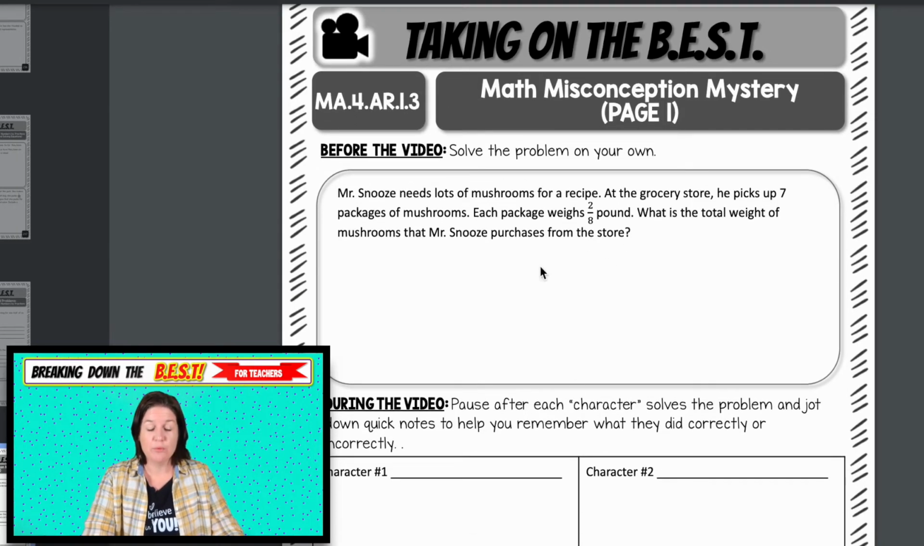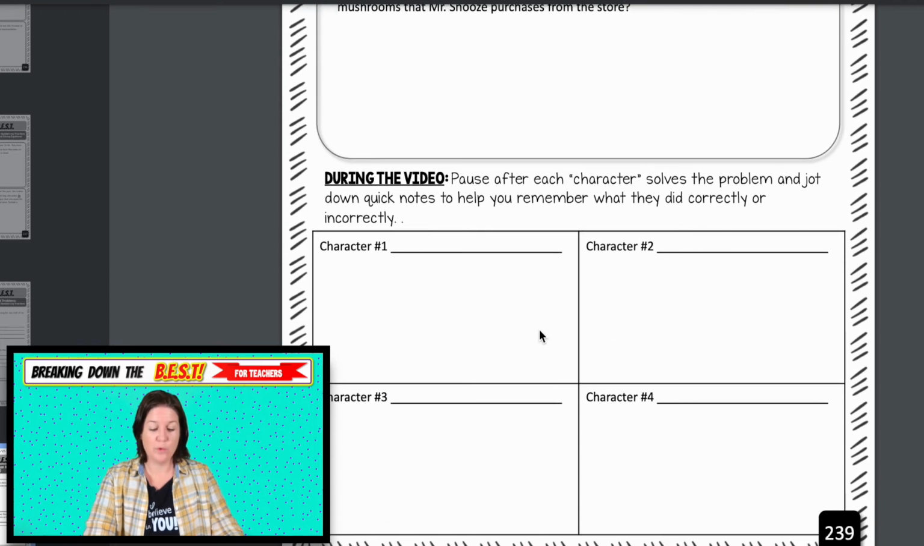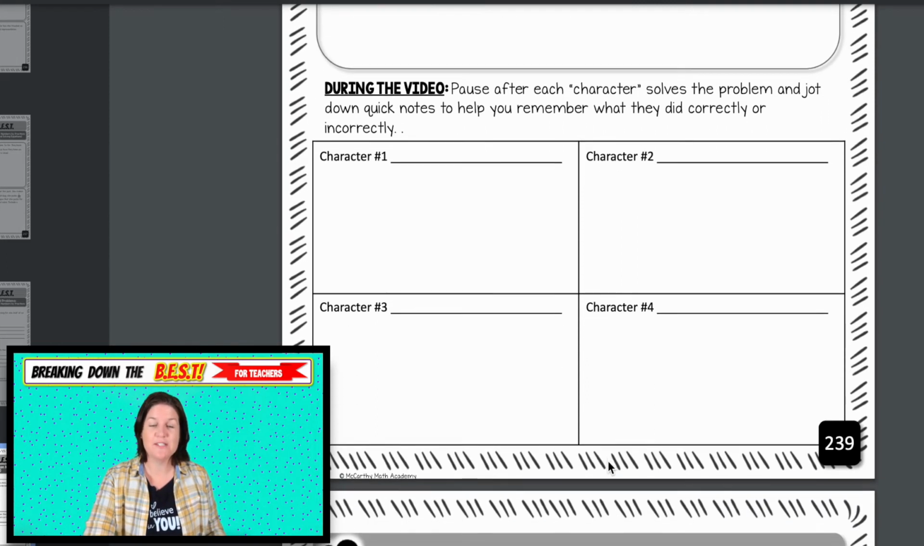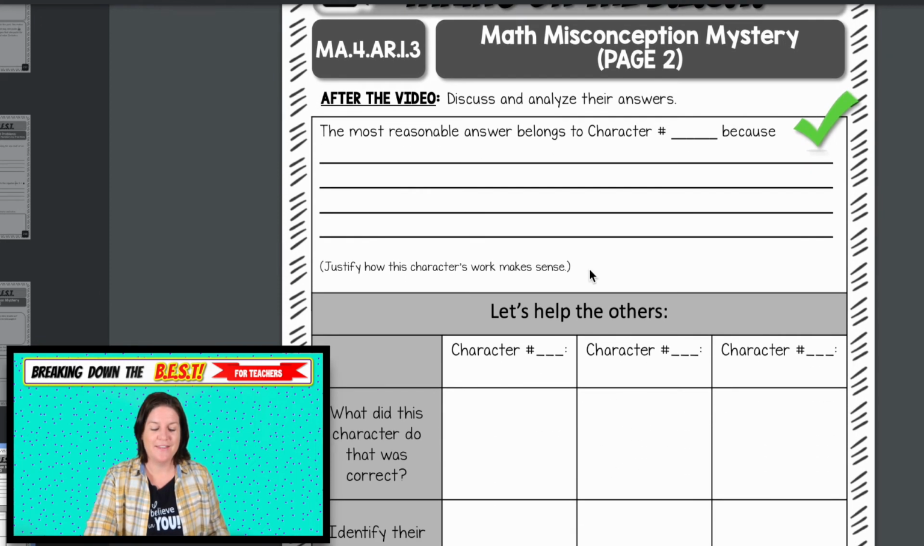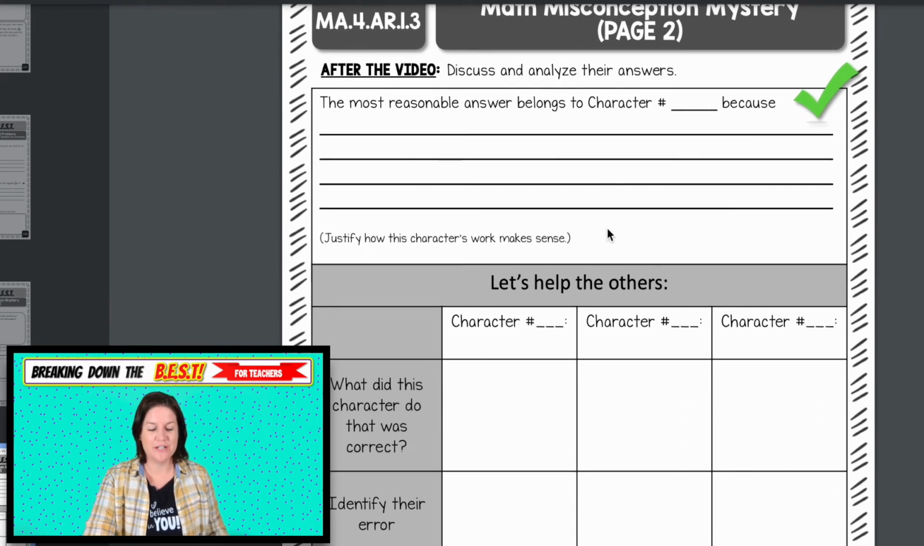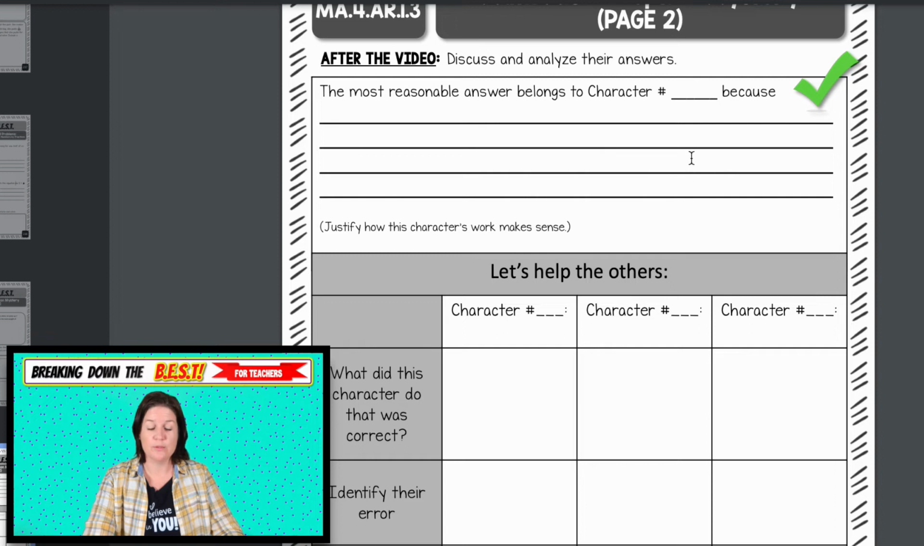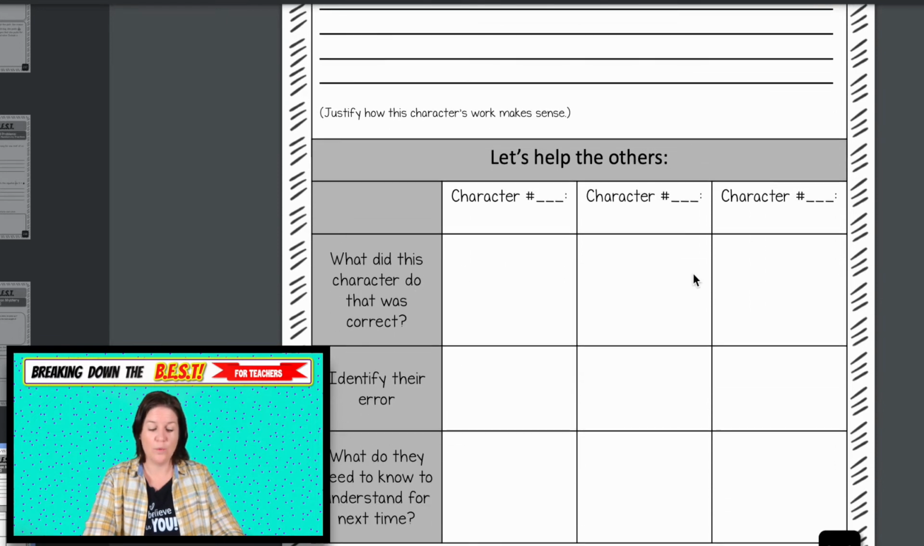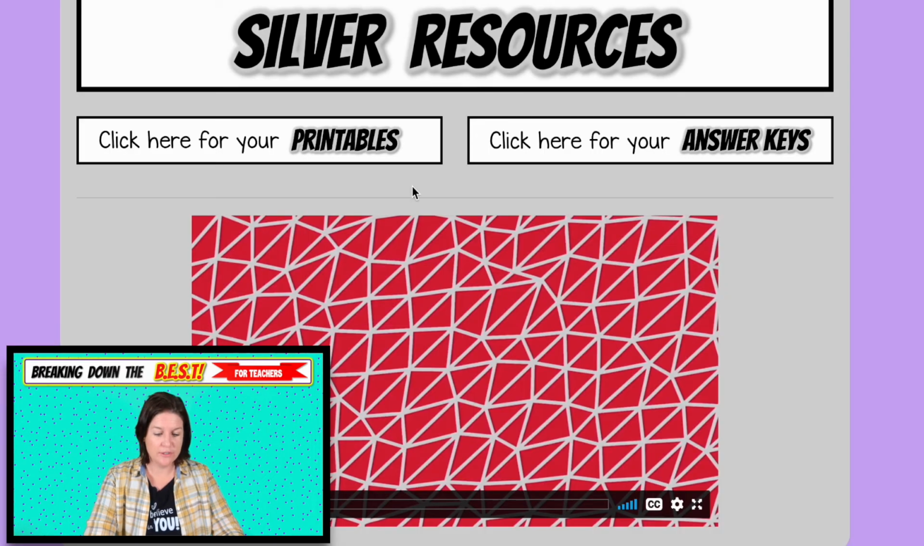Students will have to solve the problem and then they'll watch as 4 characters solve the problem. 3 of them will make a mistake, 1 of them is correct, and yes, those characters are me, dressed up in silly costumes. Then for page 2, this is their detective report. Say who the most reasonable answer belongs to and evaluate the work of the others. So that is your silver resources, and you have your answer keys right there too.